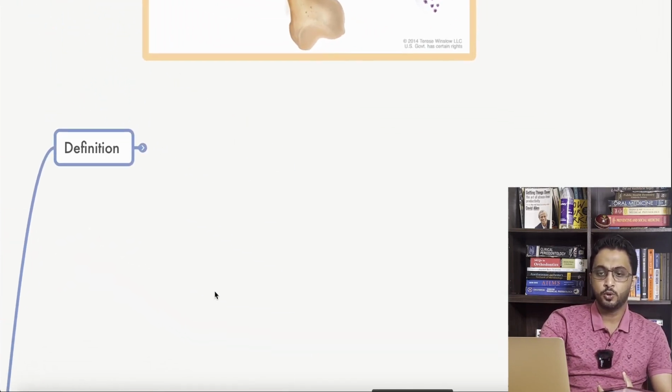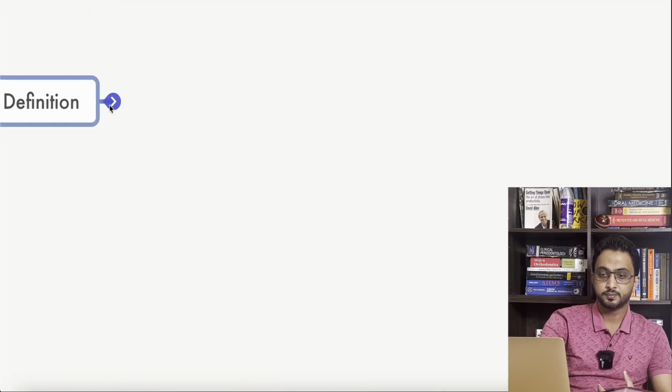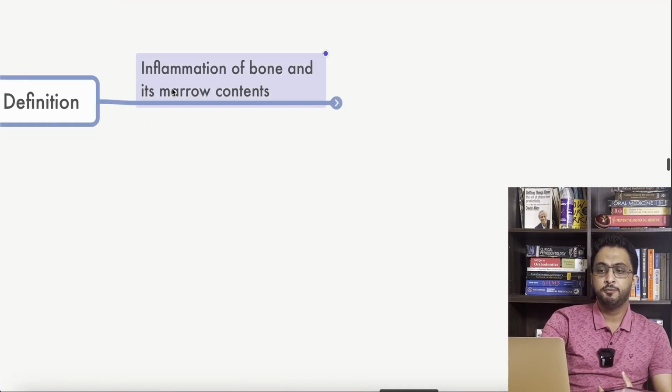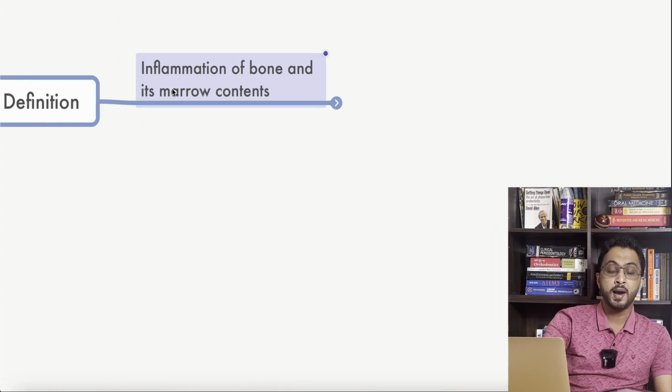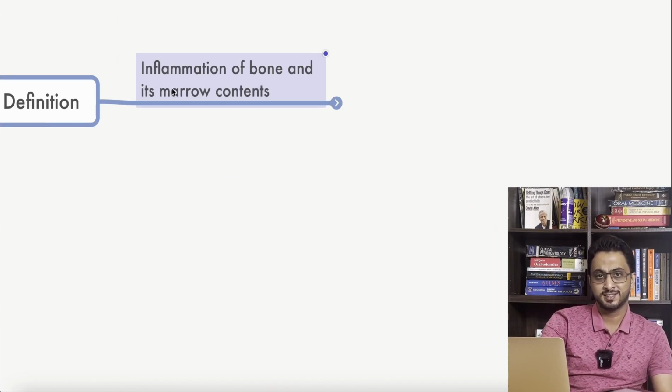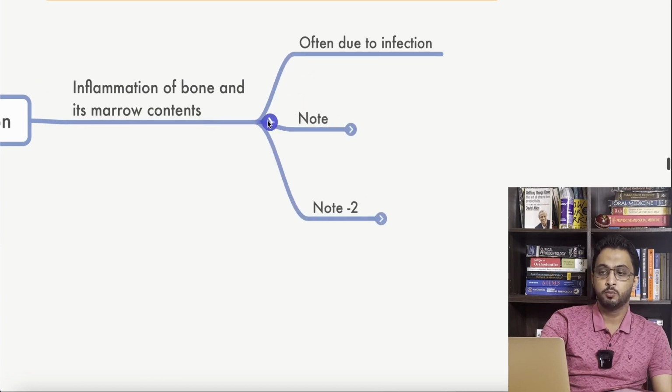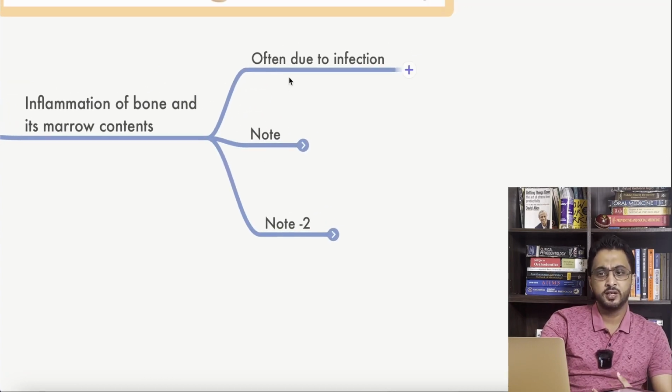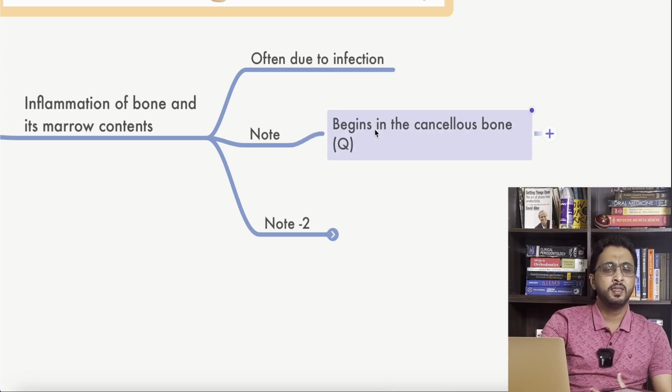Now, if you come to the definition, it's an inflammation of bone marrow and its contents, and often due to infection, understandably. And please note, it begins in the cancellous bone and spreads to the cortical bone. I'll show you cancellous and cortical bone.